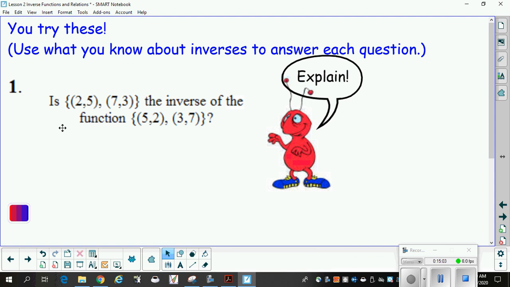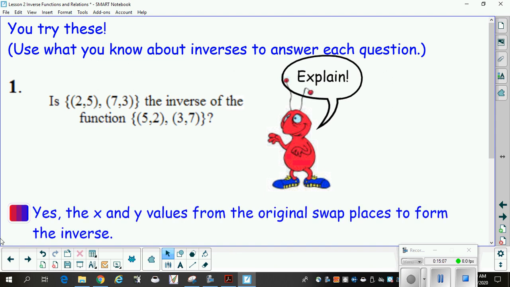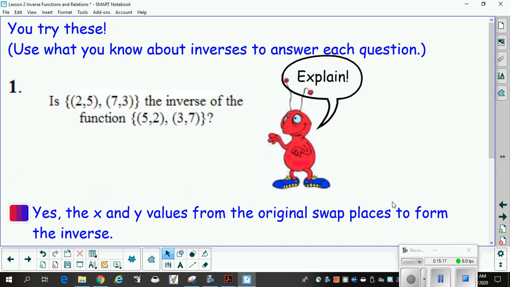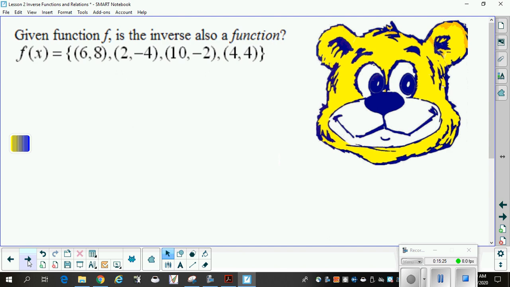Is 2573 the inverse of 5237? Absolutely. The x and y values from the original swap places to form the inverse. So x and y just simply swapped. What about this one? Not just find the inverse, but is the inverse also a function?